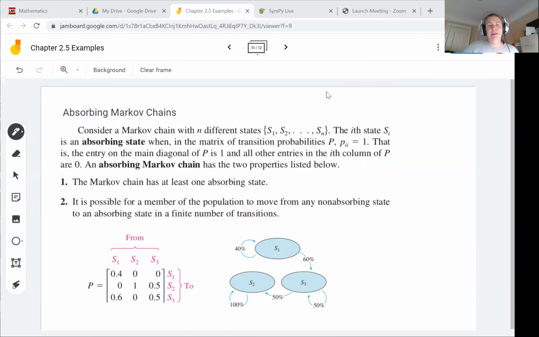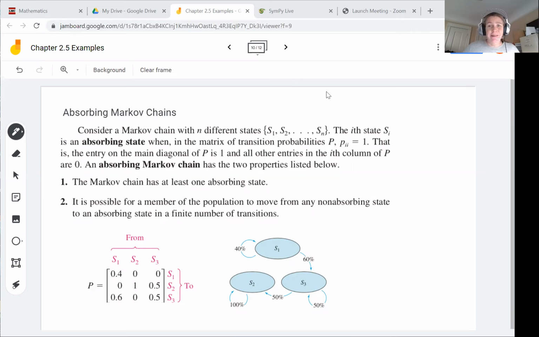In this video, we continue with Chapter 2.5, and our learning objective is to find the steady-state matrix of an absorbing Markov chain. So let's learn about what an absorbing Markov chain is. Consider a Markov chain with n different states, S1 through Sn.